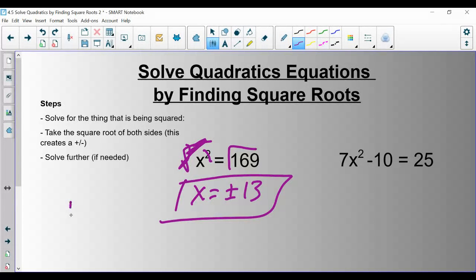Very simple to check. You should be able to take the number 13 and square it and get 169, or negative 13 and square it and get 169. Remember, if you want to square the number negative 13, it has to be in parentheses.